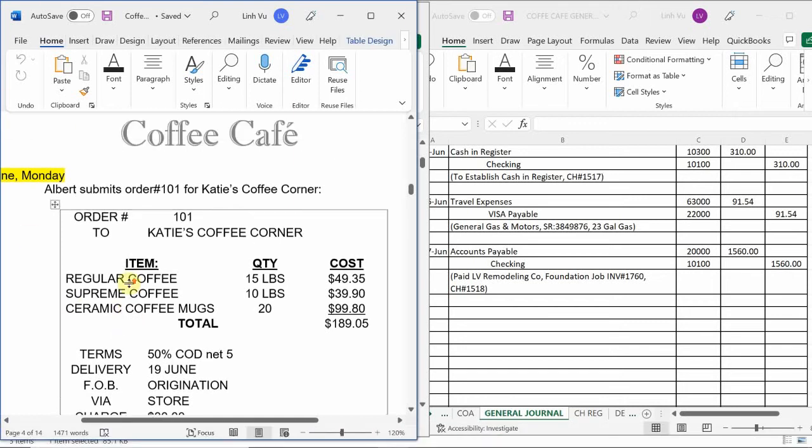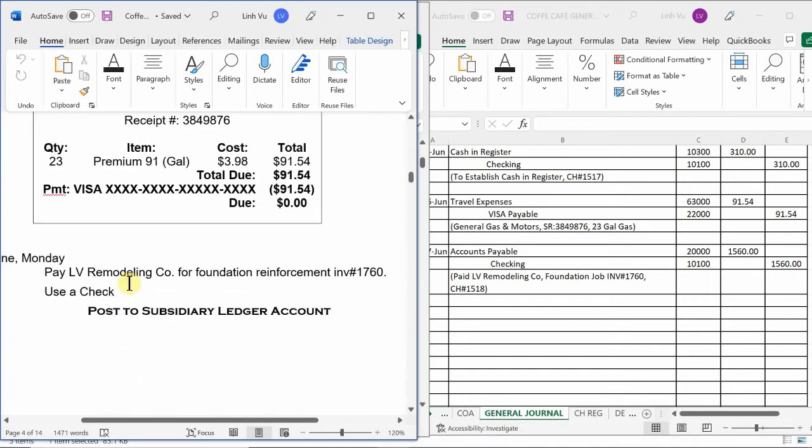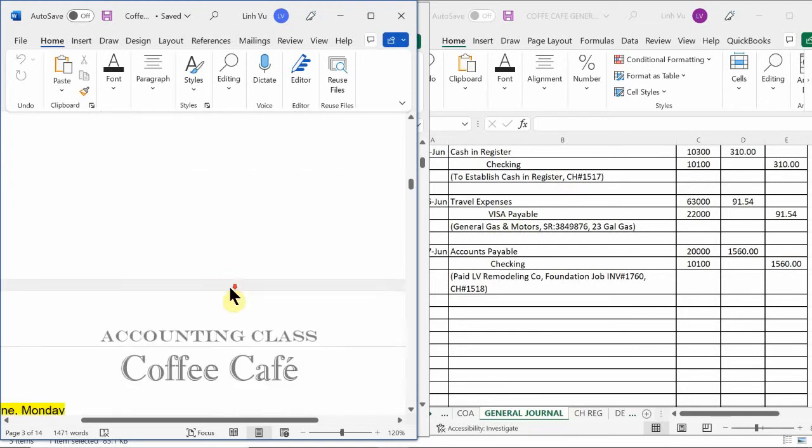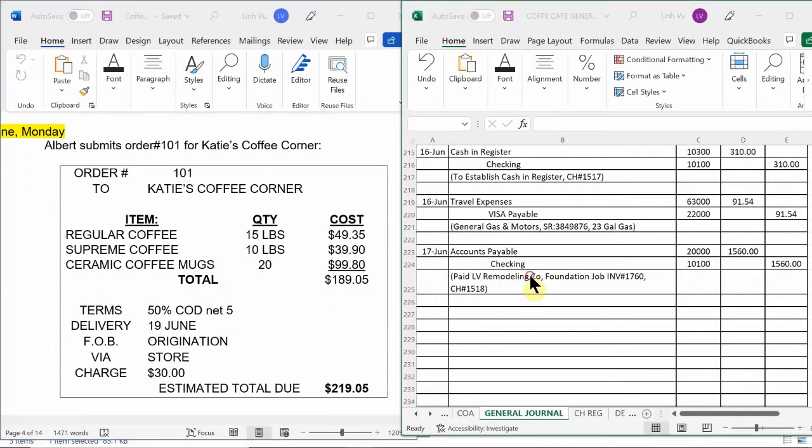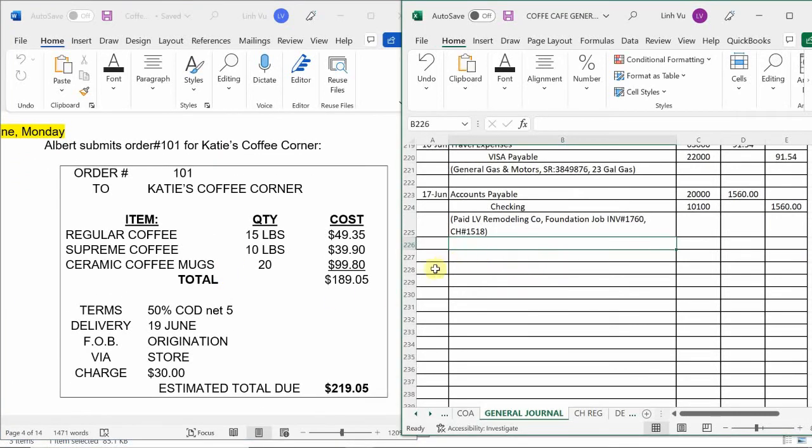Right, so this is where we last left off. We started opening our store on Monday, June 17. The first thing we did was pay our LV Remodeling for the reinforcement of the foundation. And now we can officially start recording our sales. So let's take a look at what happened here.